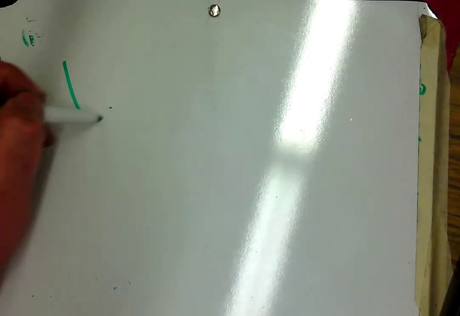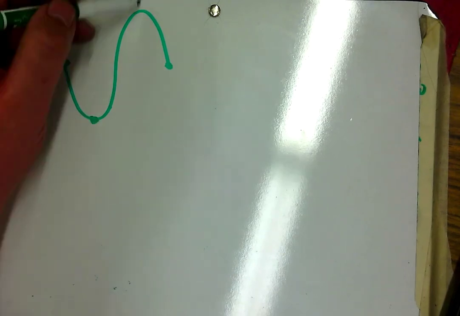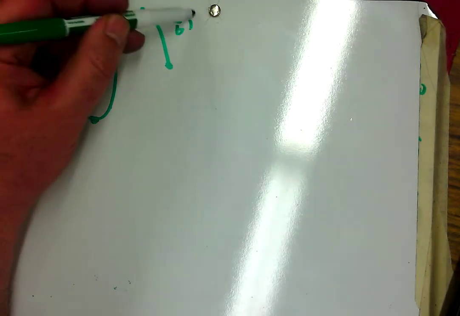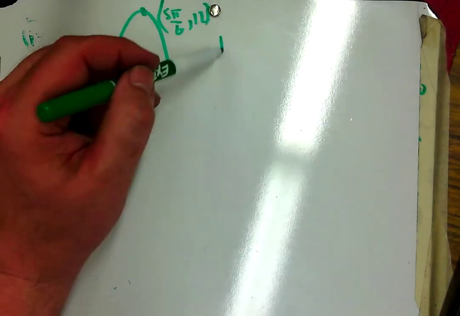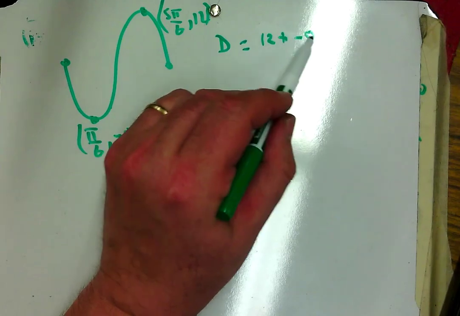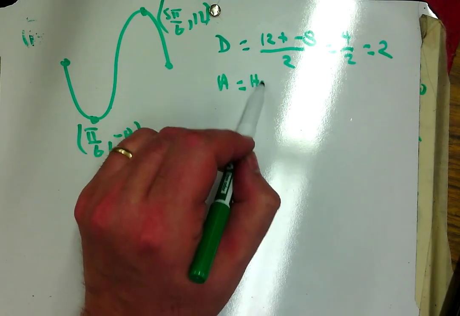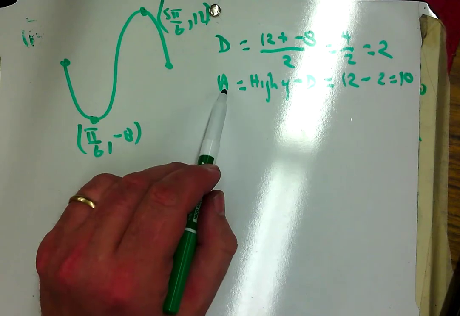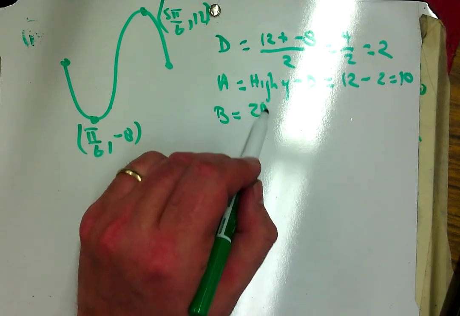16. Okay, write the equation for each trig graph. This looks like a negative sine curve to me. And if it's a negative sine curve, I want to find these high and low points to help me find my d value and my a value. I've got 5 pi over 6, 12, and down here I have pi over 6, negative 8. So we know that d equals the average of the y's, and our a value is the high y minus d, or 12 minus 2, or 10. Big amplitude, little d. Okay, what else do we need? We need a b value. Remember that b is 2 pi over the period.